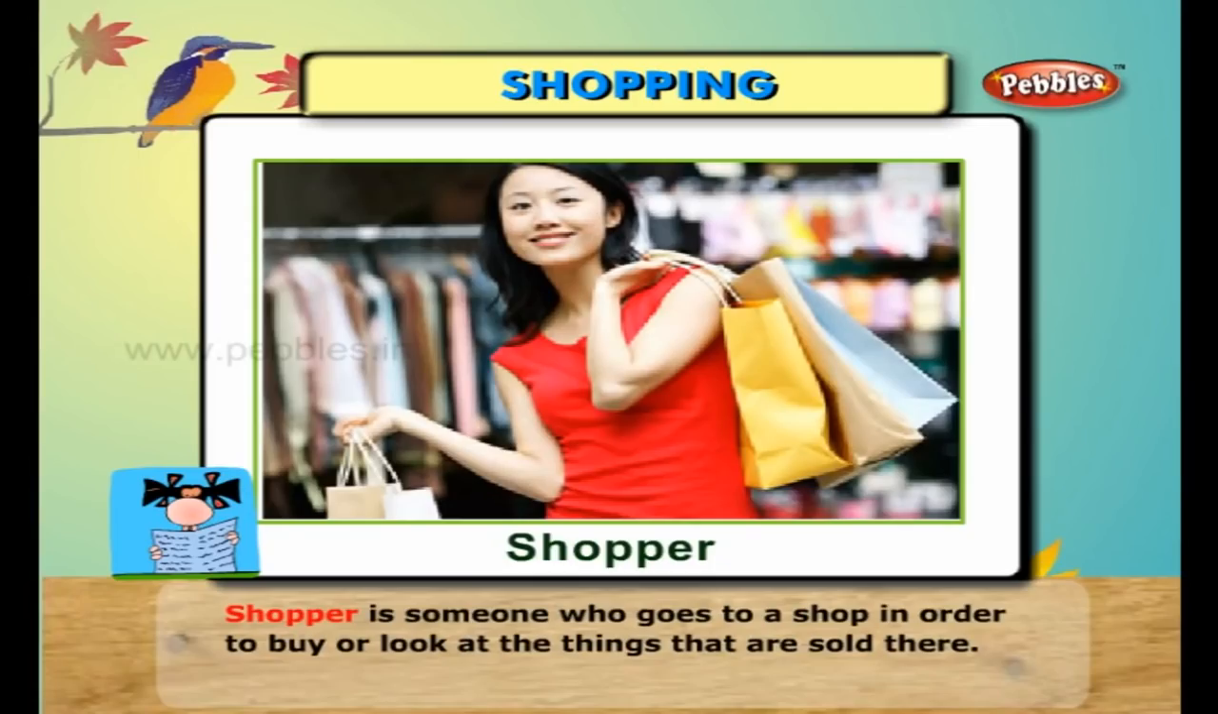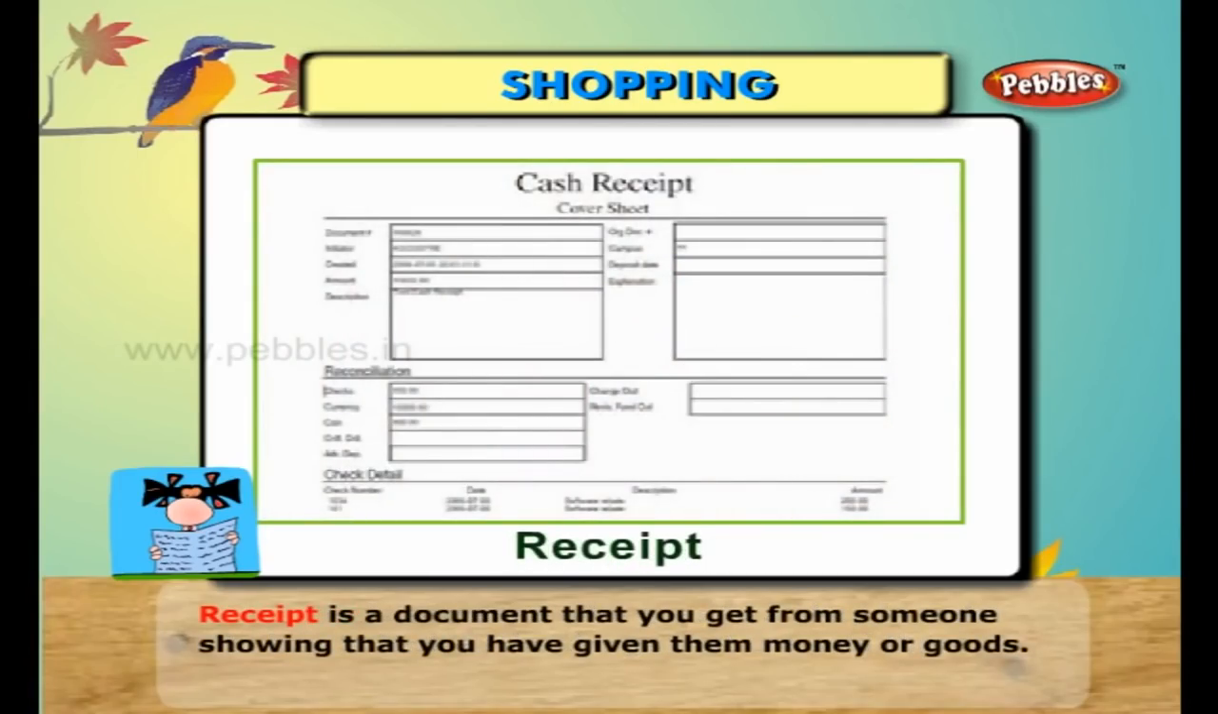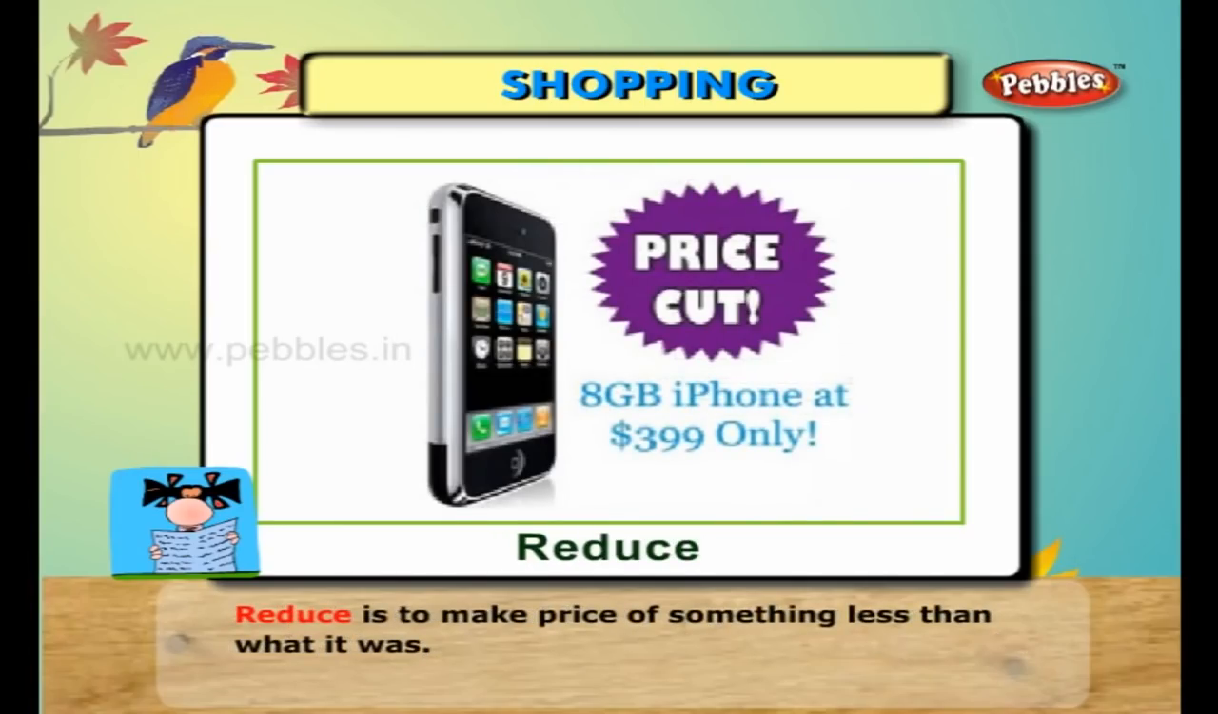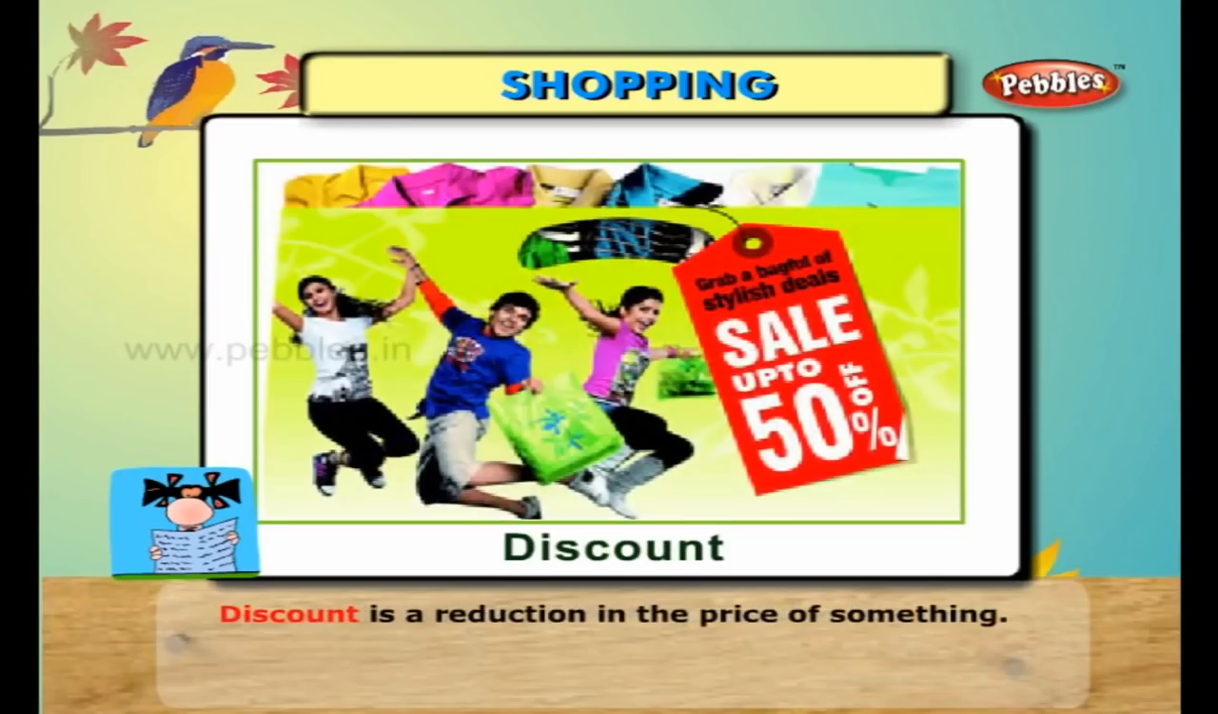Shopper is someone who goes to a shop in order to buy or look at the things that are sold there. Receipt is a document that you get from someone showing that you have given them money or goods. Reduce is to make price of something less than what it was. Discount is a reduction in the price of something.